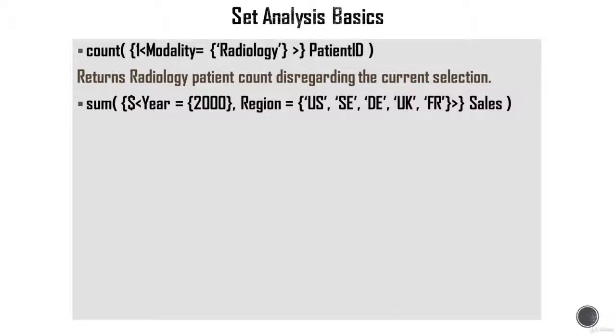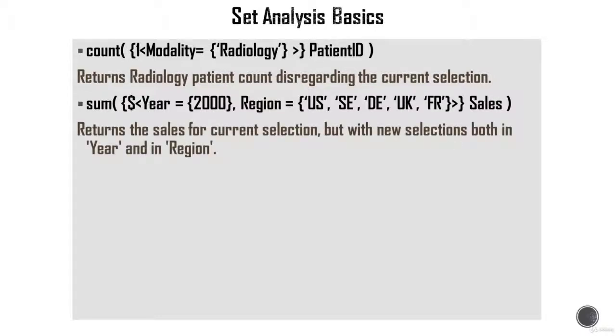Then in the second expression, we have dollar as an identifier. That means it's going to respect user selections. And then we have a couple of modifiers. So we have one filter that says year equal 2000, comma, region equal, and then we have a whole bunch of values. So these two filters will work in AND mode. It will read year equal 2000 and region equal several values. Now those values within region are in OR mode. So you can read that as region equal US or SE or DE or UK or FR. Comma separates two fields and they're acting in AND mode, but the values within a specific field are in OR mode. So again, it returns the cells for the current selection, but with a new selection both in year and region.